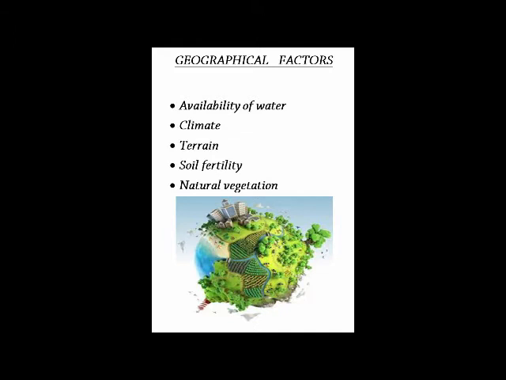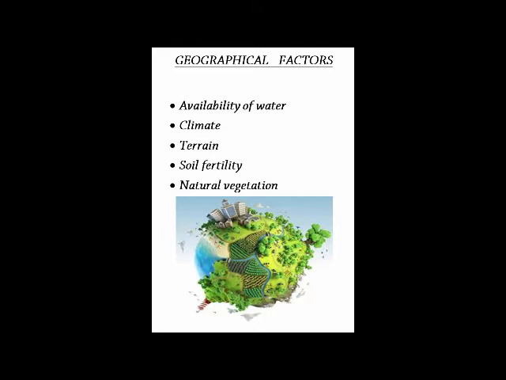Now the first one is availability of water. This is the most important factor because water is needed for life. It is used for drinking, bathing, cooking, and for various agricultural, industrial, and navigational purposes. For this reason, river valleys are among the most densely populated areas in the world.